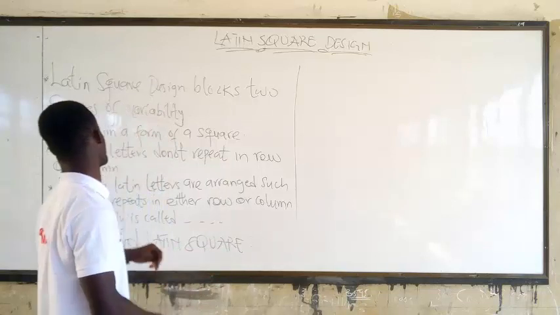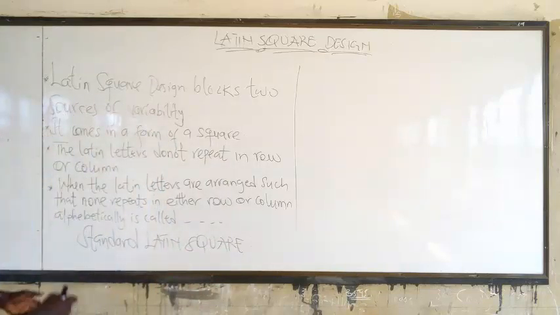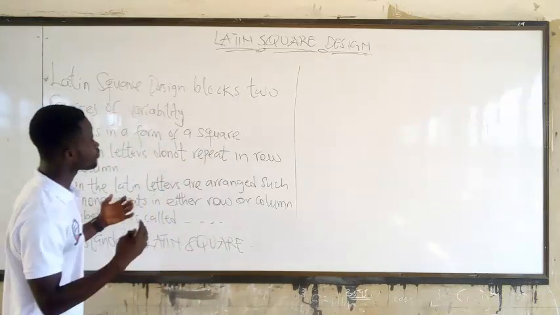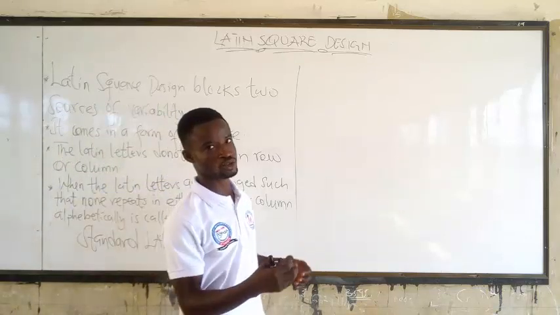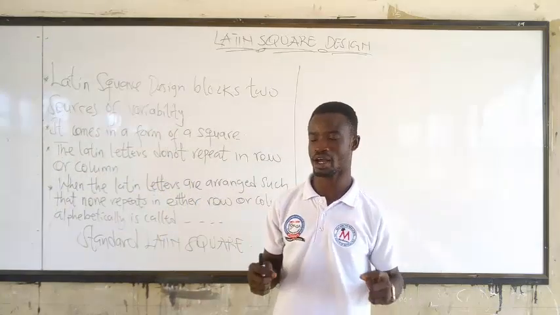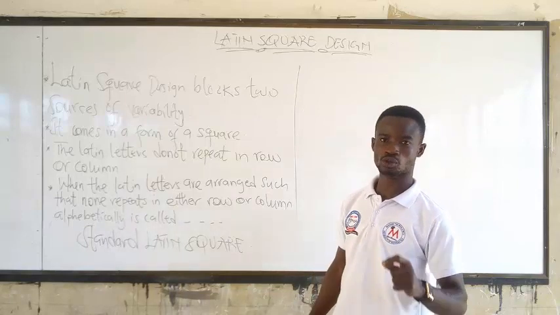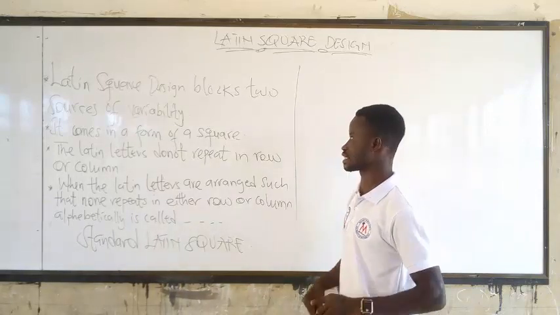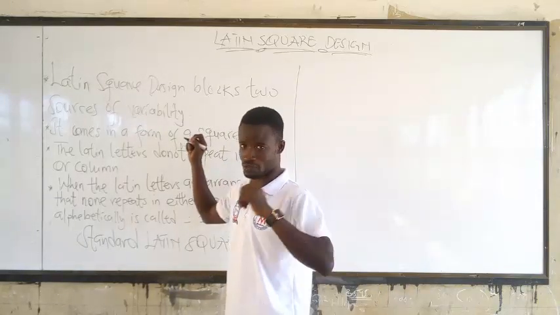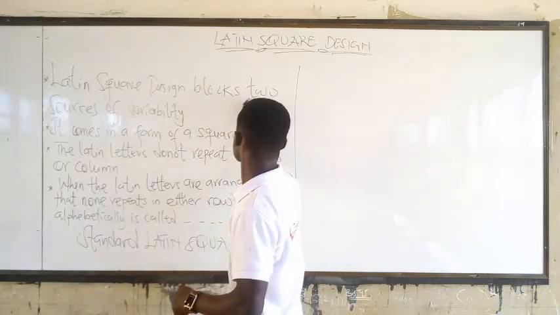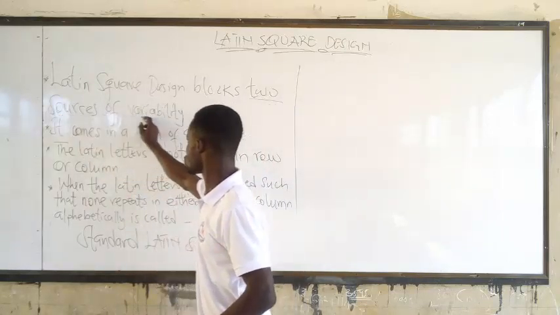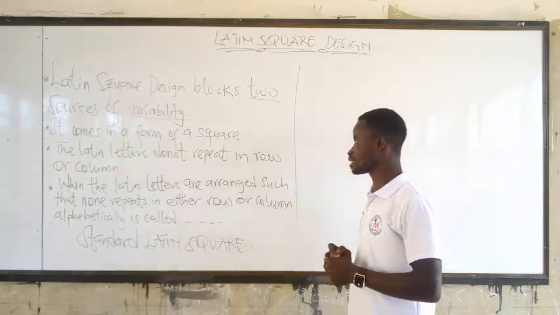Let's see. So a Latin square design blocks two sources of what? Variability. Blocking two sources of variability. Please take note of these. Two sources of what? Variability.